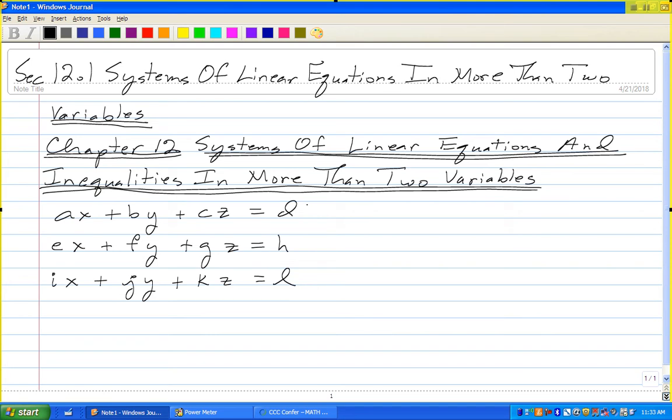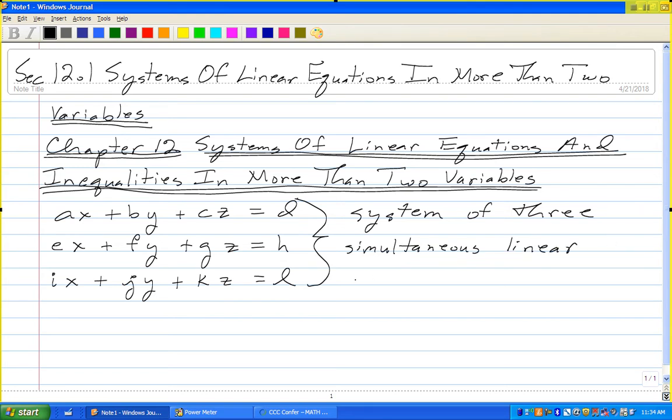Okay, so this will be an example of a system of three simultaneous linear equations in three variables.